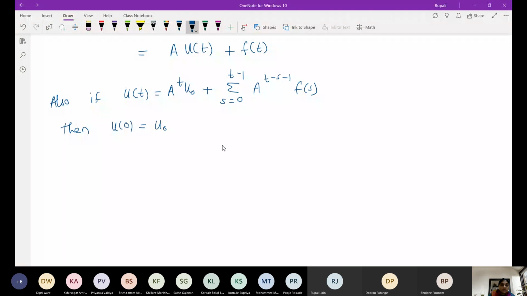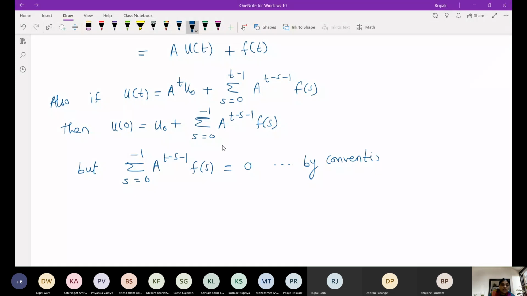u0 plus summation s equal to 0 to t minus 1 of a raised to t minus s minus 1 f of s. But summation s equal to 0 to minus 1 of a raised to t minus s minus 1 f of s must be 0. This is by convention. The summation can't go like that, s equal to 0 to minus 1, we can't write. So by our convention we use this. Therefore u at 0 must be u0. Is that right?